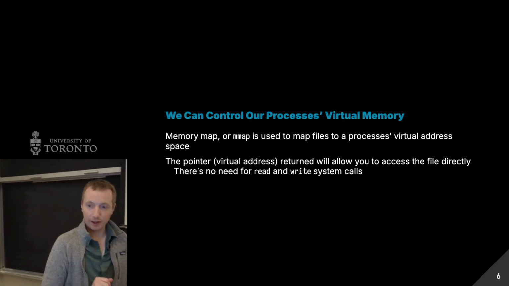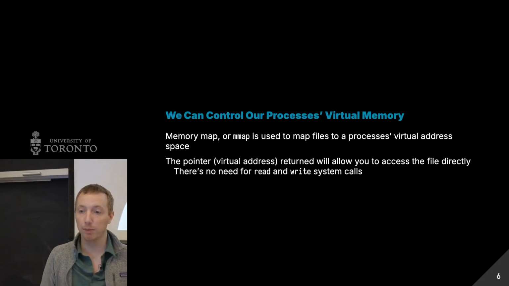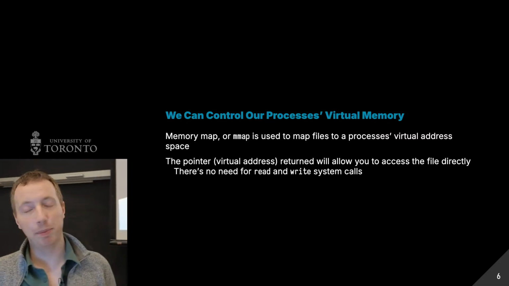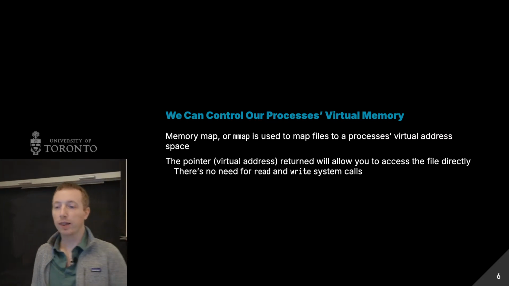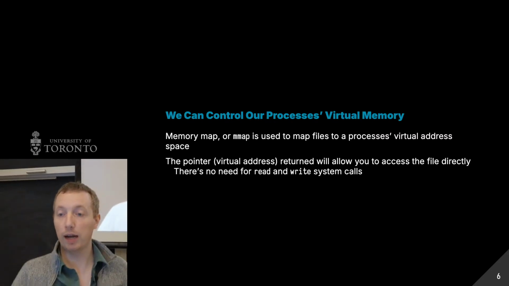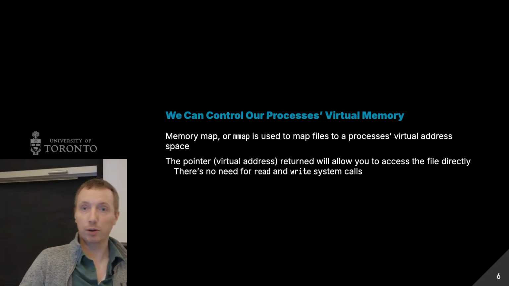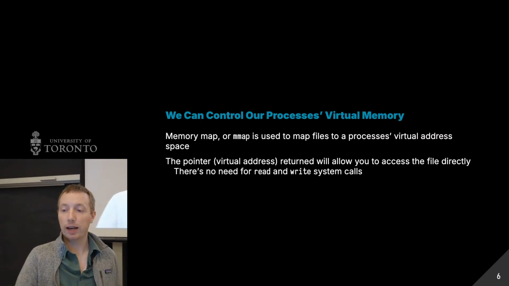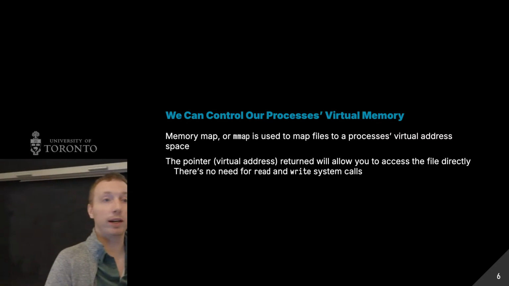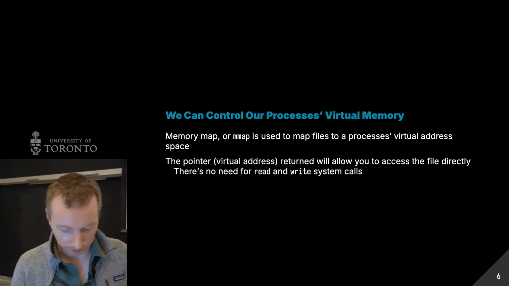So first, let's take a detour so we can actually control our process's virtual memory. There is a system call called memory map, or mmap, because of course we need to make it shorter. It's used to map files into a process's virtual address space. Basically, it returns a pointer to you, which is a virtual address, and through that virtual address I can access a file directly. There's no need for any read and write system calls.